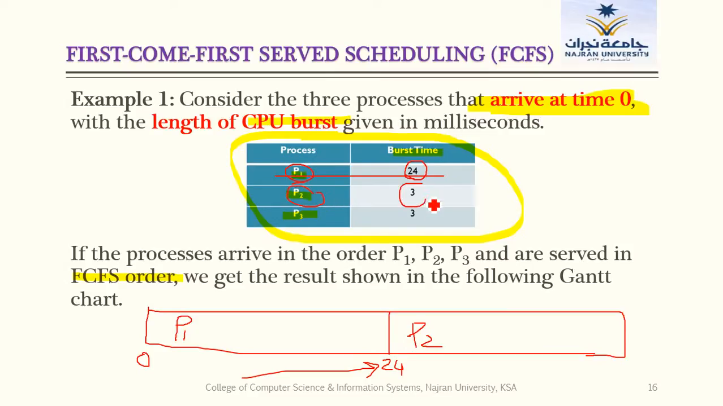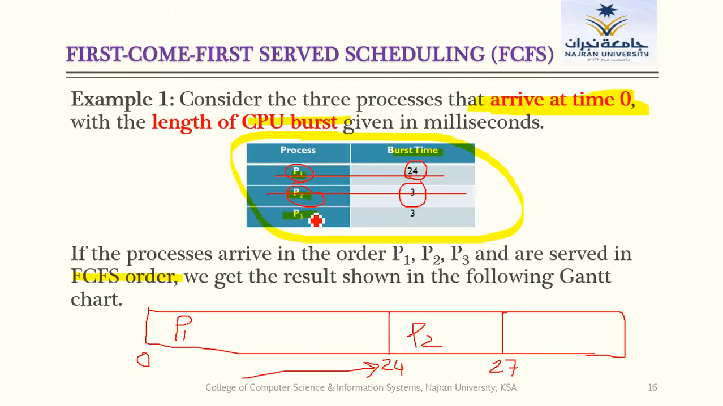How much time does P2 need? 3 milliseconds. So from 24 we add 3: 25, 26, 27. This process will finish its work at time 27. Now the execution of this process is also finished. Mark it that it is complete.